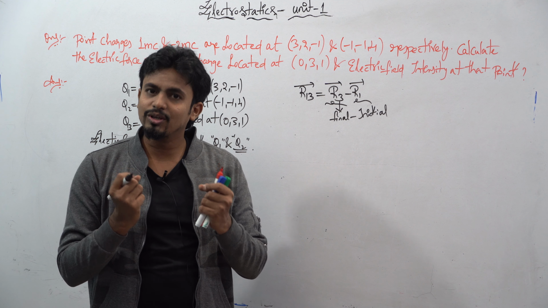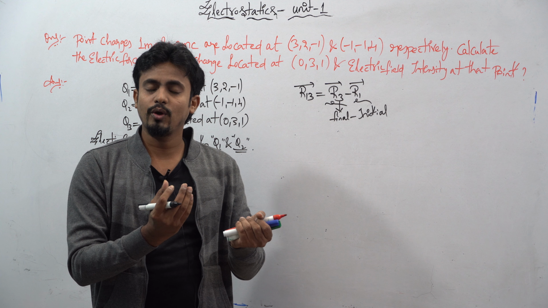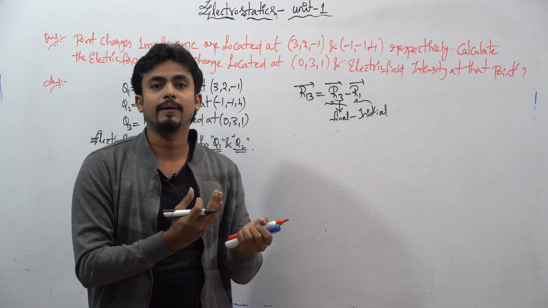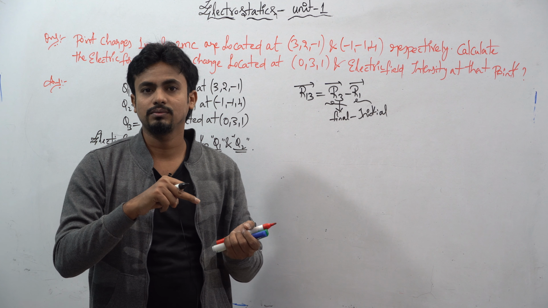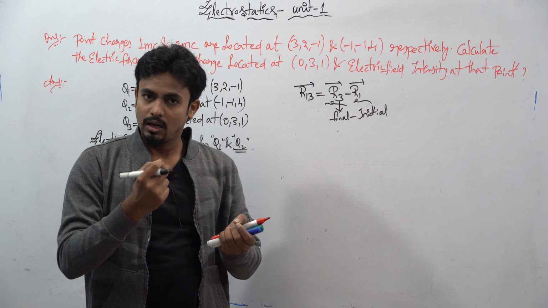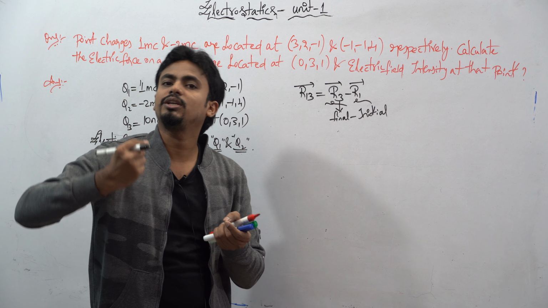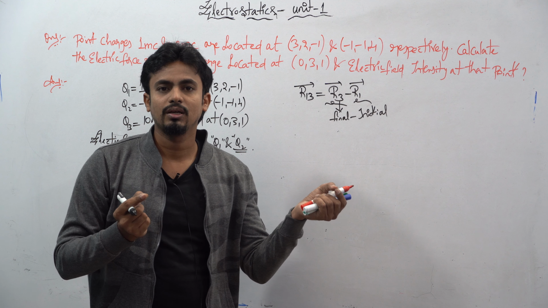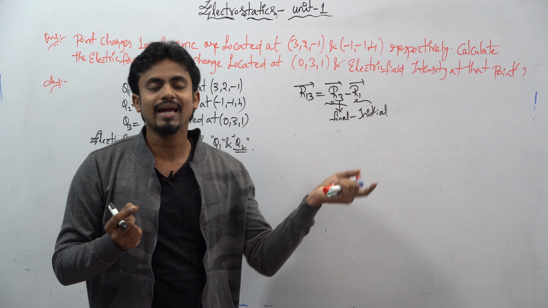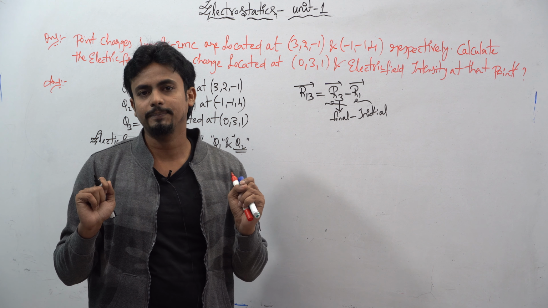Whatever force you have to find, that is on Q3, right? Those coordinates are your final value. The force on Q3 due to Q1 means the Q1 values are already present, so Q1 will become your initial values. You have to remember that very carefully.